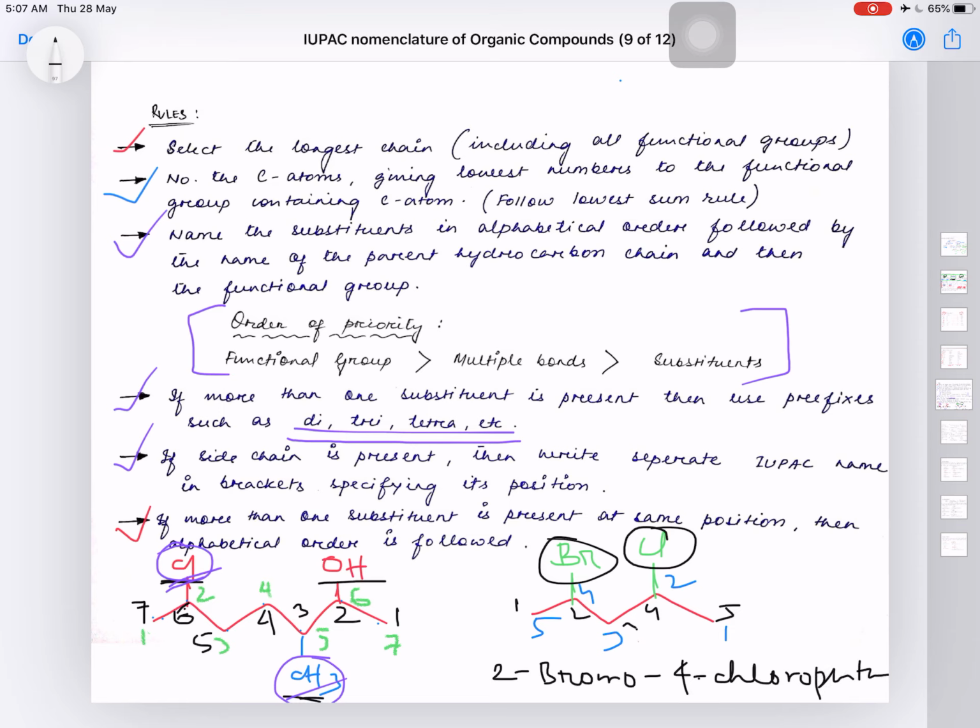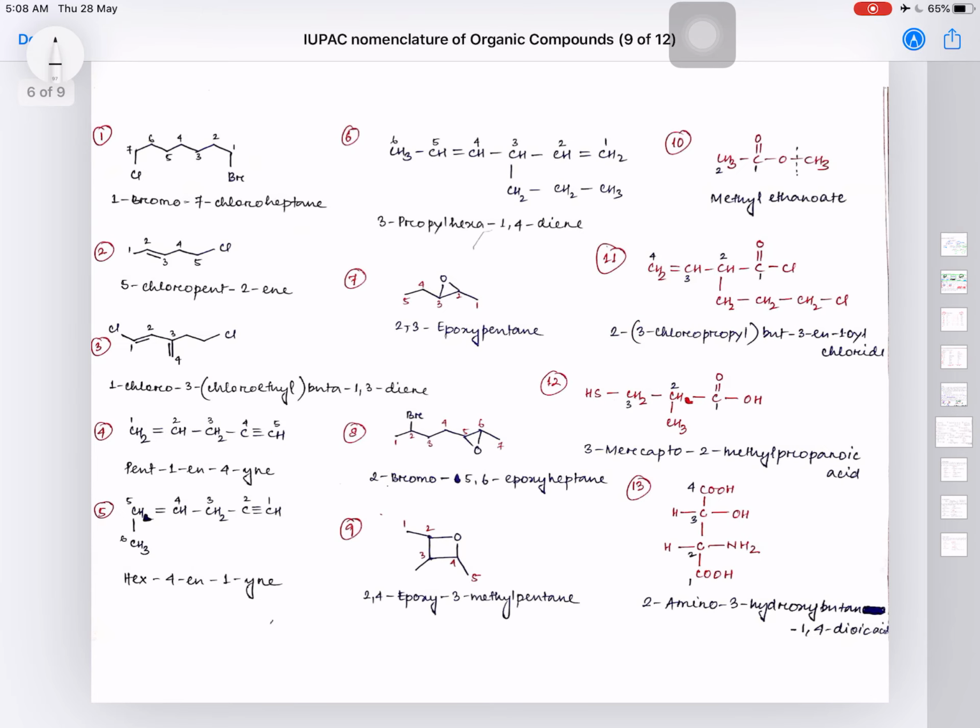Okay, 2-bromo-4-chloropentane. So this is the way that you have to follow. These are the 6 rules that you have to follow, and if you learn and follow these 6 rules, you can write IUPAC nomenclature for any compound. Okay, so let us come to some examples.